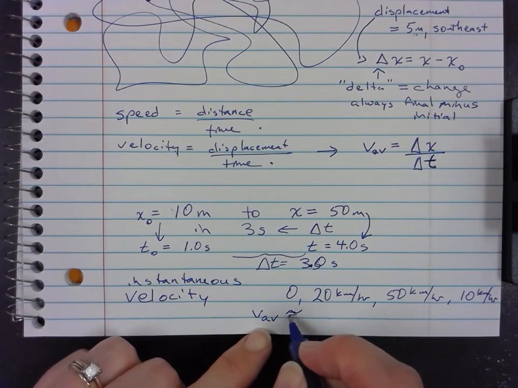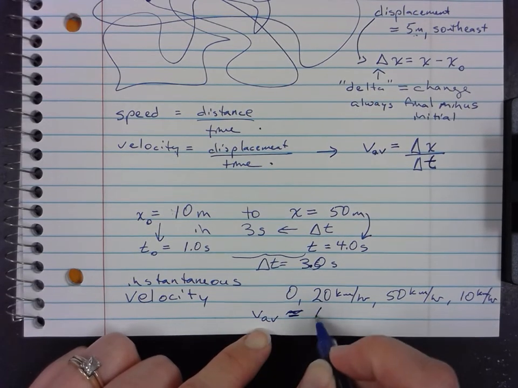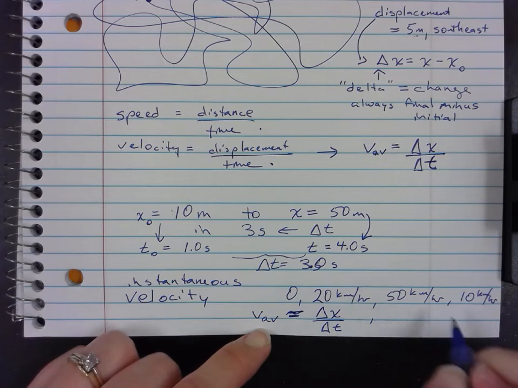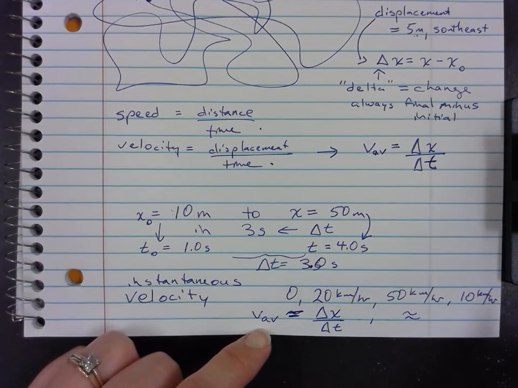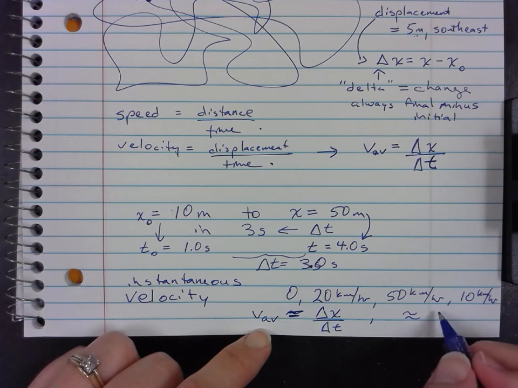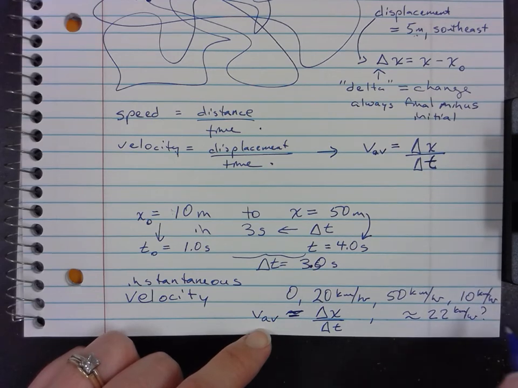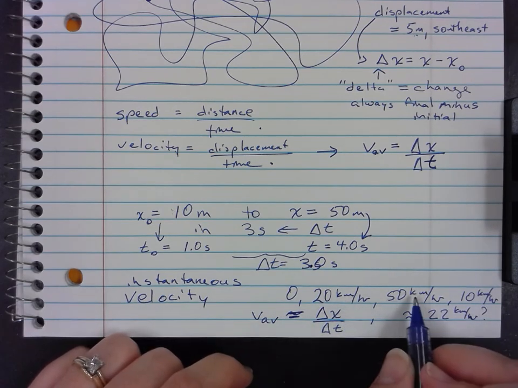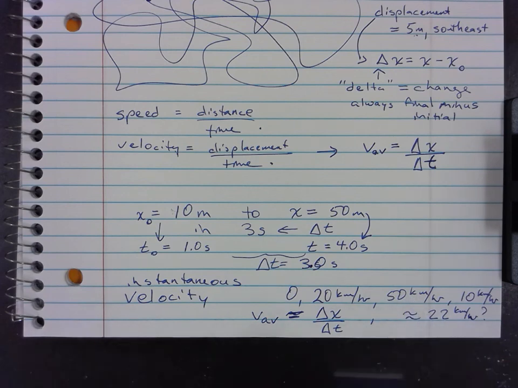So it would definitely be your displacement over your time interval. And then for this particular example, it might be approximately 22 kilometers per hour. I'm just making that up. But it would be someplace in between all of these numbers. And again, it would depend on how much time did you spend at this speed versus how much time at this speed. We will come back to instantaneous velocity later.